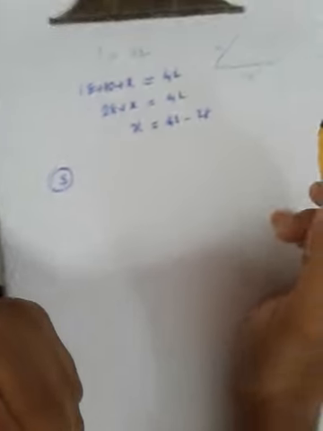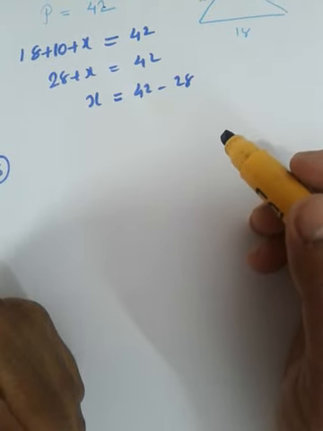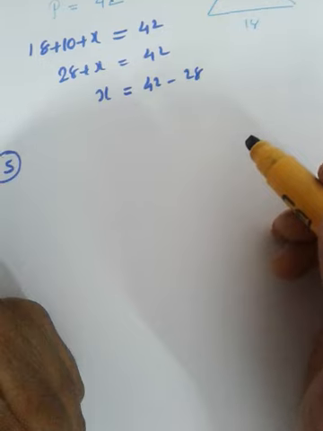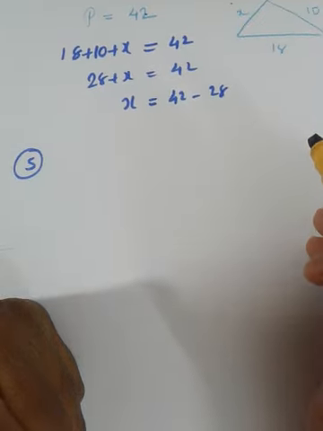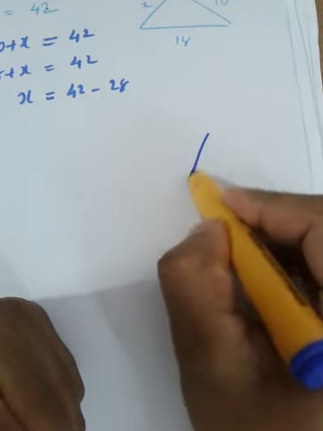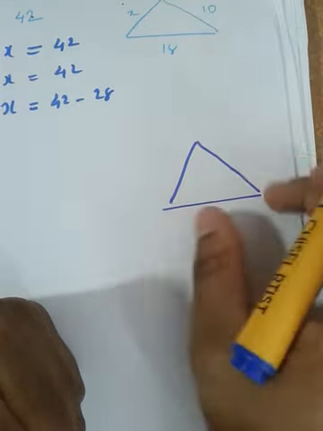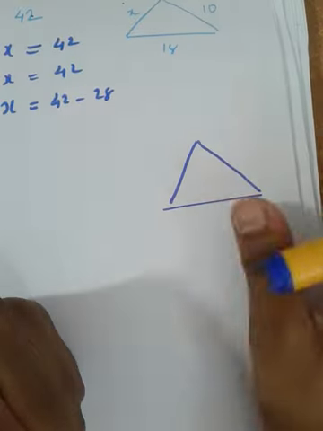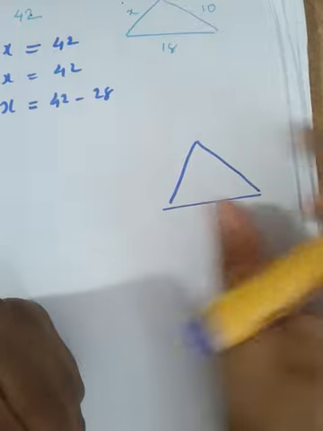Fifth question. Very simple question. Here the sides of a triangle are in the ratio 12 is to 17 is to 25. Perimeter is given. We are supposed to calculate the area. In order to calculate the area, we need three sides, but the three sides are not given. Instead, they gave the ratio of the three sides.